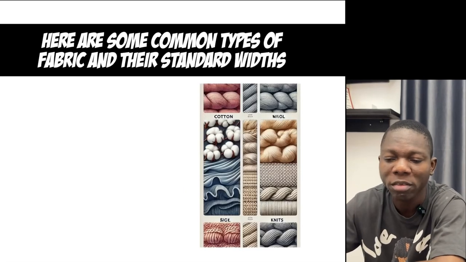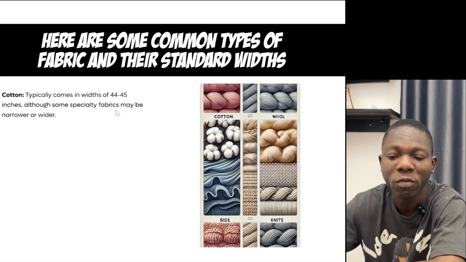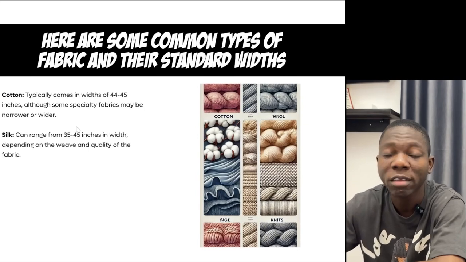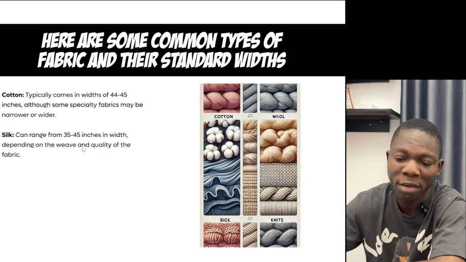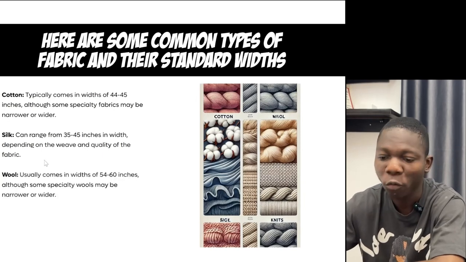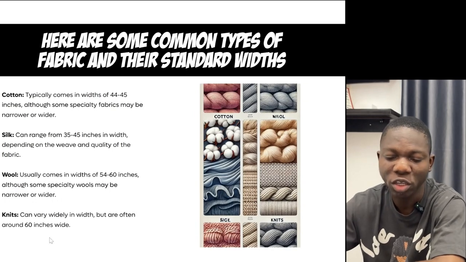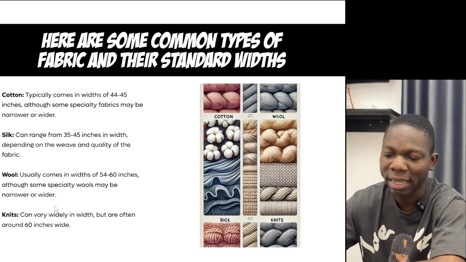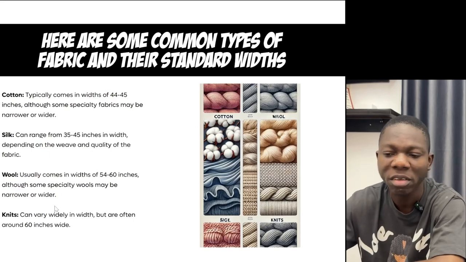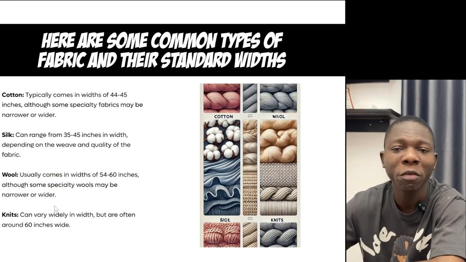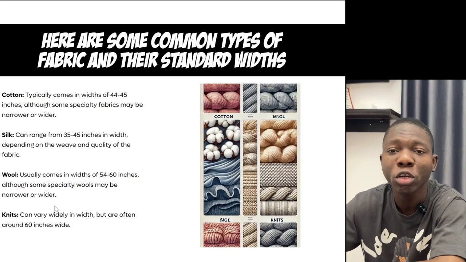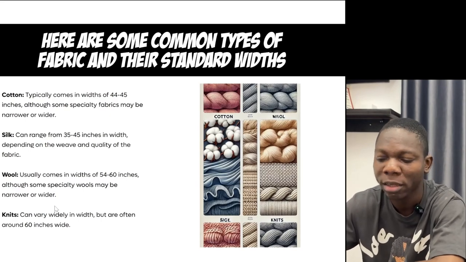Some common widths of fabrics: cotton is 44 to 45 inches. Silk is a bit narrower, 35 to 45 inches. Wool, 45 to 60 inches. And lace is usually 60 inches wide. If you go to local markets and you see people asking, is it by 60? It means that they want to make sure the width of the fabric is the maximum width, so they don't need to buy more than they planned.